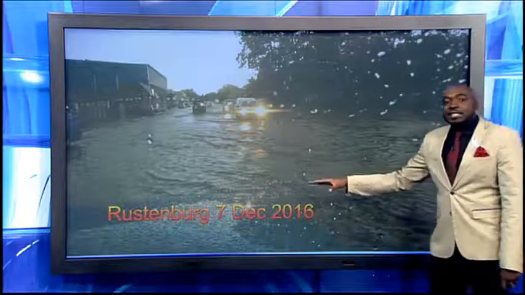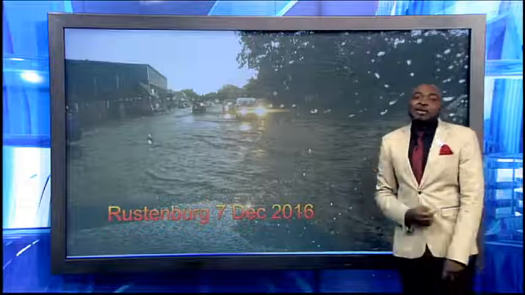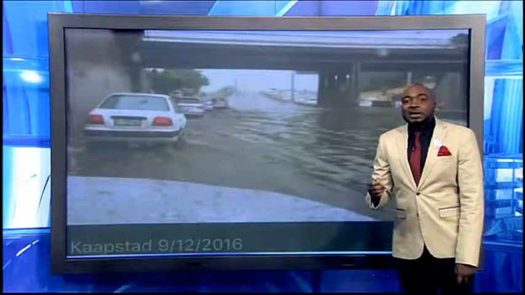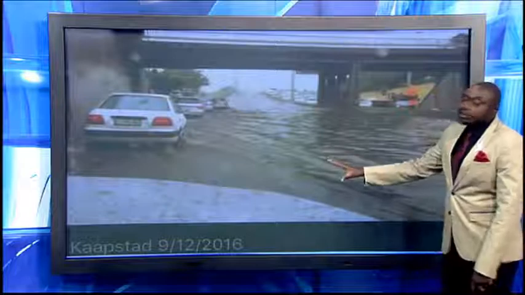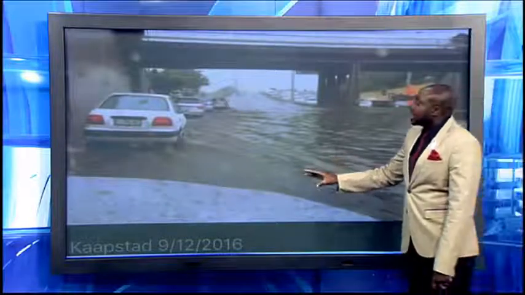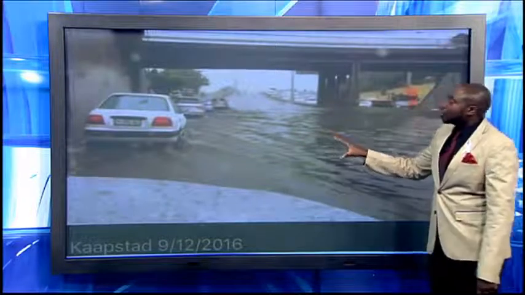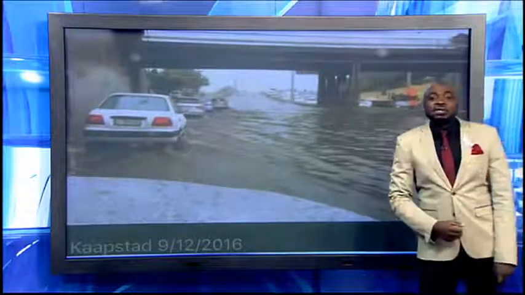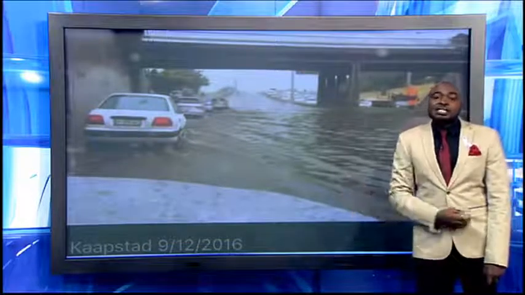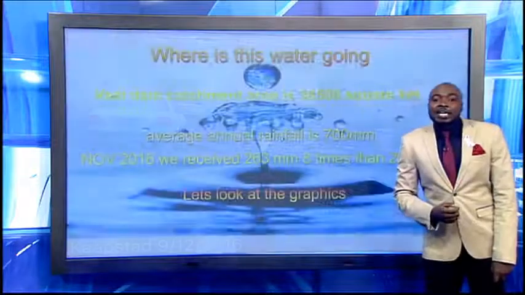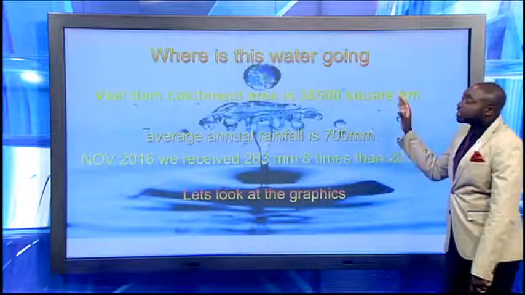This water is supposed to go inside the drainage system, ending up in our dams and rivers. But this time, it didn't end up there. Over Cape Town, this is today in the morning, and this is what happened. The road was blocked, lots of water just sitting over the interior of the road, supposed to go inside the drainage system and end up in our dams. Now, where is the water going?